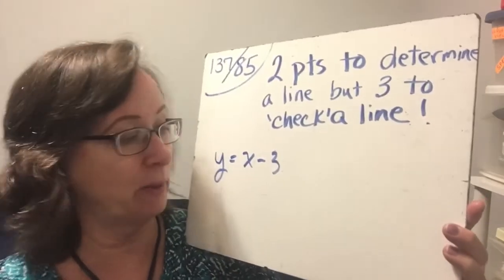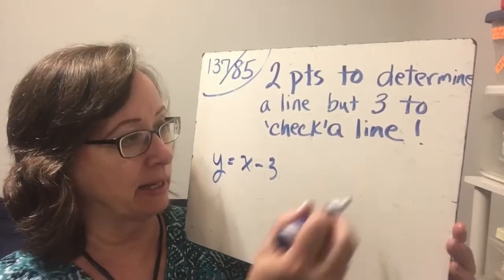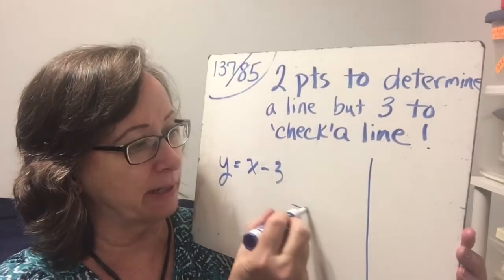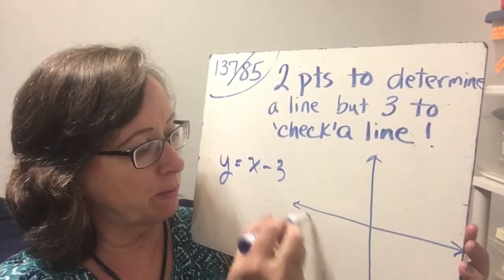So here we have another line. Y is equal to x minus 3. So we're going to make a little grid here. I'll make it a little bit smaller. And notice what I put here.